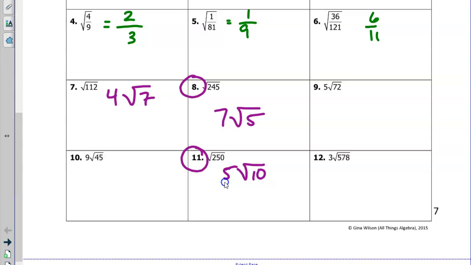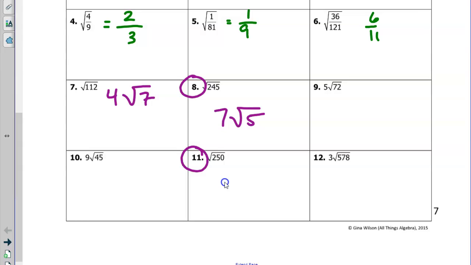All right, now ones that are like, let's do number 9, where you have a 5 on the outside. We're going to reduce our radical, and then at the end you put the 5 on. Yes, Emma? I did a little bit wrong. I got 10 and 5. I don't know why. Wait, what did you do for your factor?